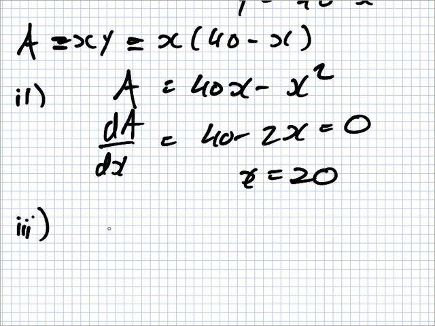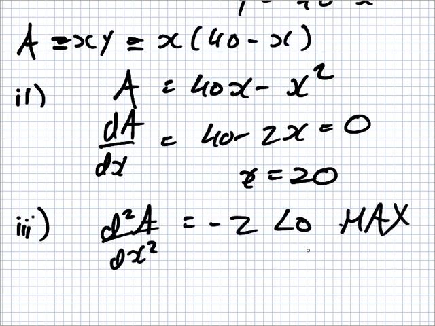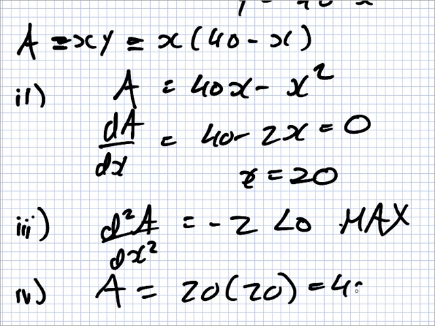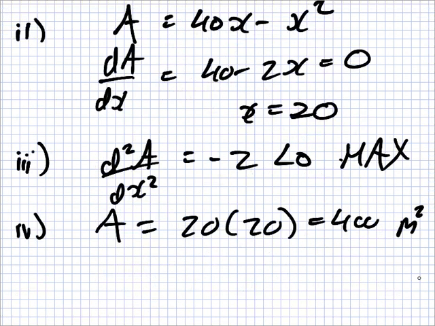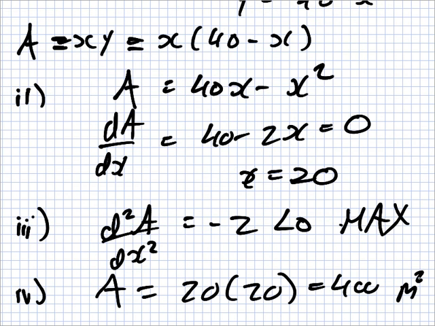Confirm that it is a max. That's equal to minus 2, which is less than 0, which makes it a max. And find the maximum area. So the area is 20 by 20, which is 400 meters squared. The reason the y is 20 is because earlier we said y is 40 minus x, and if x is 20, well then the y has to be 20 as well. We've seen this one in class. The best shape for the farmer is a square pen. The potato farmer is right.